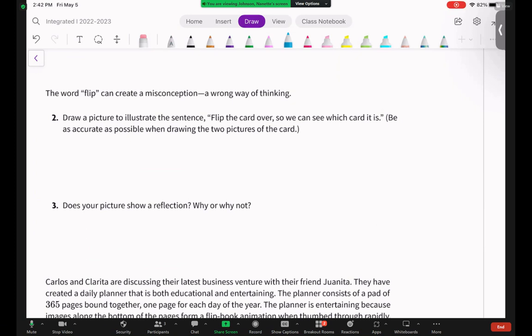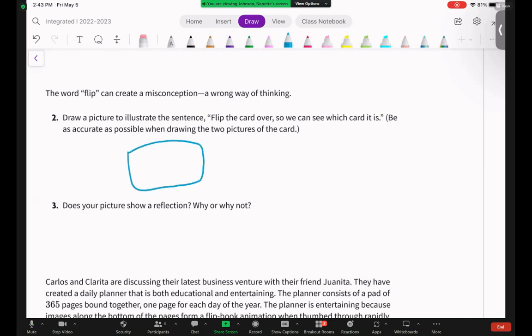So draw a picture to illustrate the sentence: flip the card over so that we can see which card it is. And be as accurate as possible when drawing the two pictures of the card. Okay. So let's pretend you have a deck of cards.